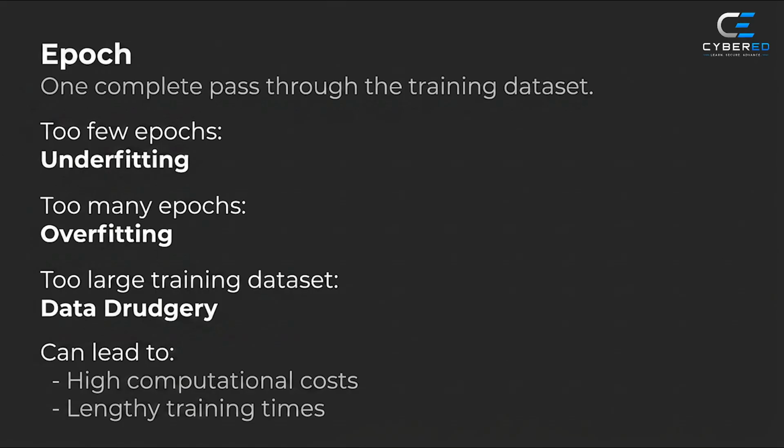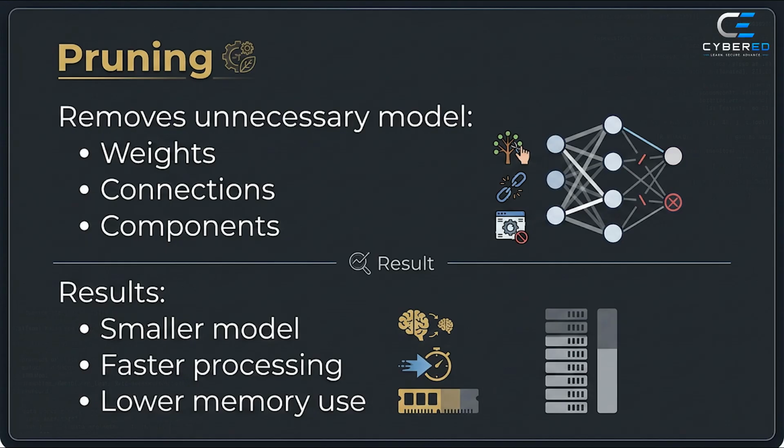An epoch is one complete pass through the entire training dataset. If we train for too few epochs, the model might underfit. If we train for too many, it may begin to overfit. The goal is to find the right balance. Pruning removes parts of a model that contribute very little to its performance. This reduces the model's size and can make it faster and more efficient. This is useful in cybersecurity when AI needs to run on devices with limited computing power.